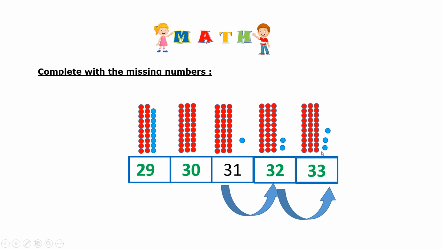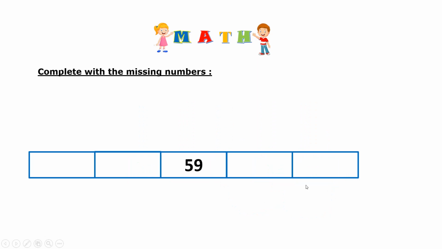It's 33. Great job. Don't forget, when you finish, you should read to see if you have done everything correctly. Now I have 29, 30, 31, 32, 33. Great job. It's correct. Now here's the last example.